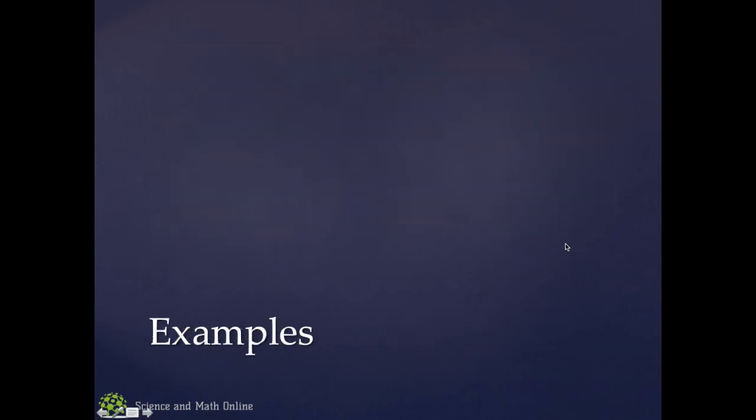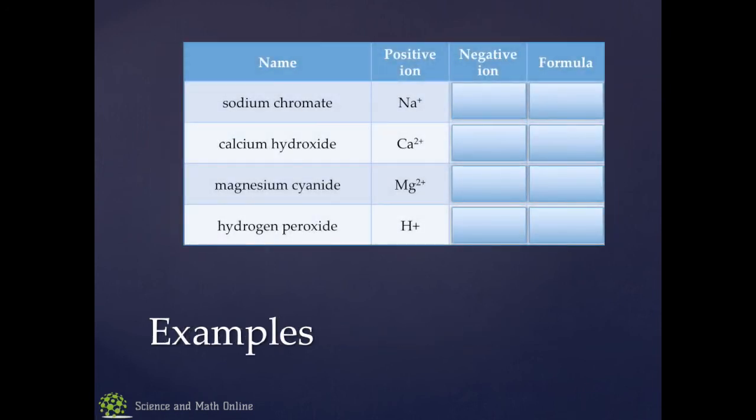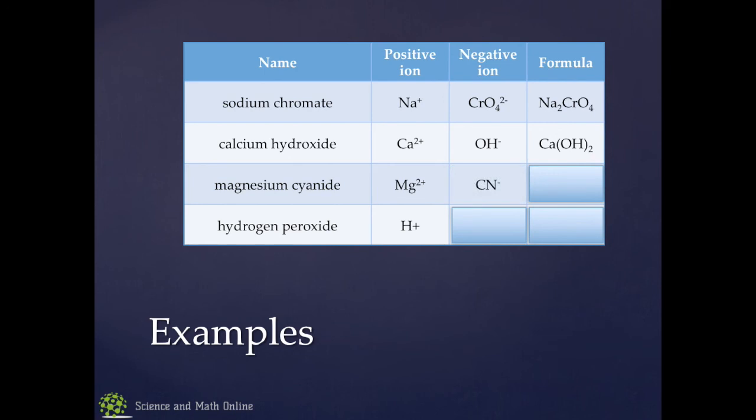So just looking at using these, they work the exact same way. You just simply have to memorize them. So chromate is CrO4, the 2-. Formula works the same way. Hydroxide is OH. Cyanide is CN. And then peroxide is O2. Okay. So they work exactly the same way.